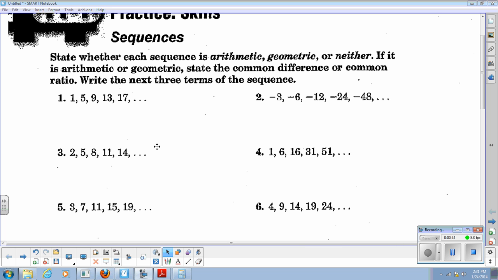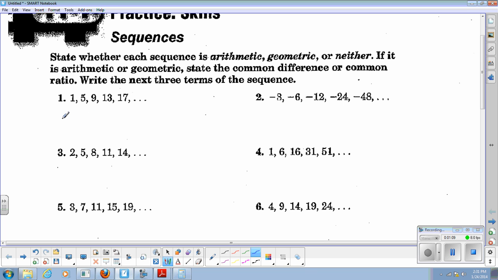Okay, so the first thing we need to do is determine if a sequence is arithmetic, geometric, or neither. When we do that, let's take a look at number 1, and take a look at our sequence numbers. It says 1, 5, 9, 13, 17. The easiest type of sequence, in my opinion, to find is usually an arithmetic. And this one looks like it's arithmetic. How do I get from 1 to 5? Right, I add 4. If I take 5 plus 4, do I get 9? Yes, I do. 9 plus 4 is 13.